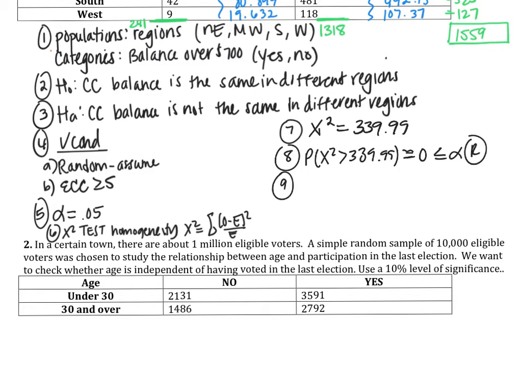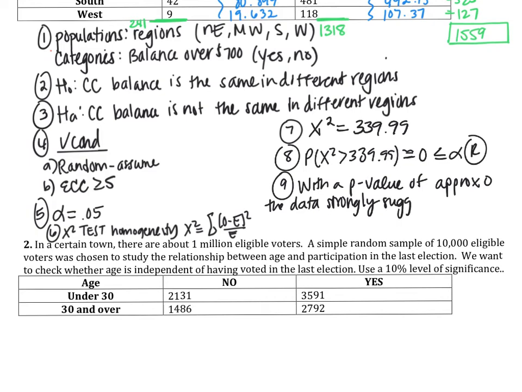So for step 9, with a p-value of approximately 0, the data strongly suggests different regions have different credit card balances.